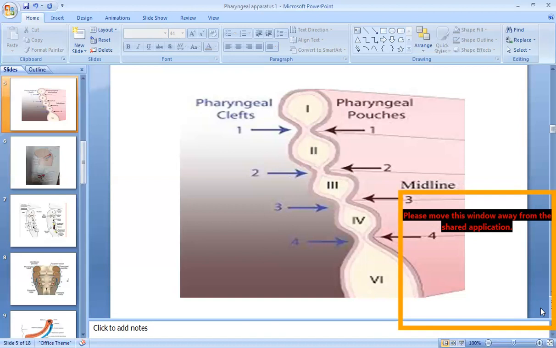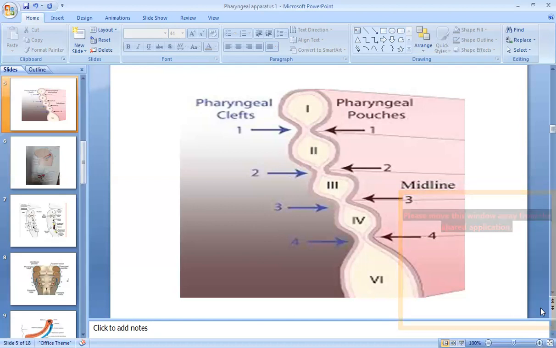These pharyngeal arches are usually 5, but they are numbered as 1, 2, 3, 4, and 6. Usually the 5th one degenerates and has no derivative in life.